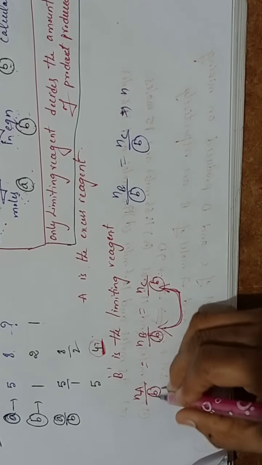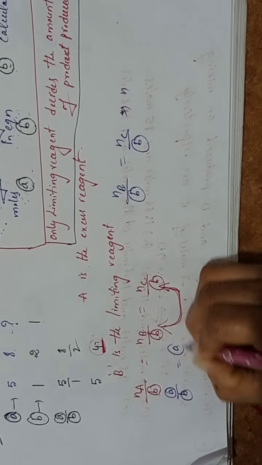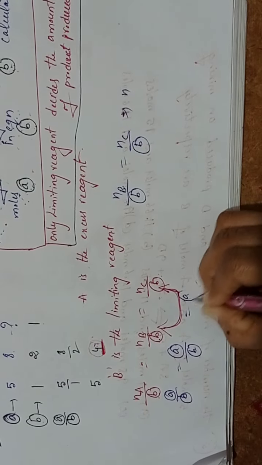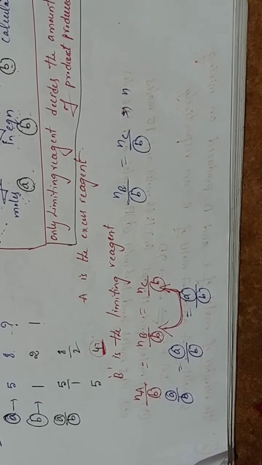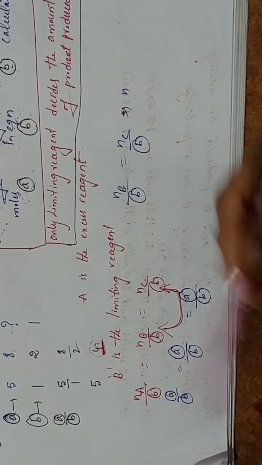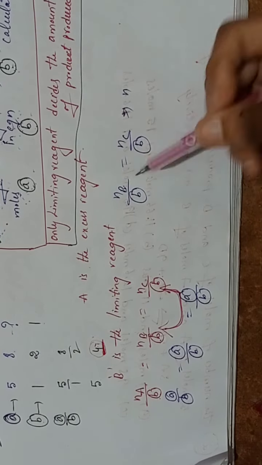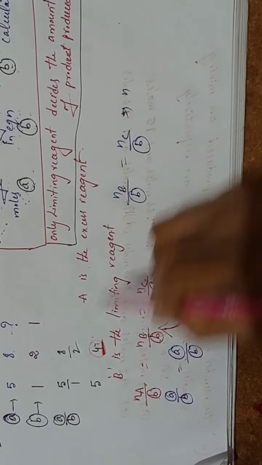Also we can write it as A by b. Understanding? The number of moles of B is nothing but the given number of moles, and b is nothing but the number of moles in the equation. So that's the number of moles of B. How much, students?